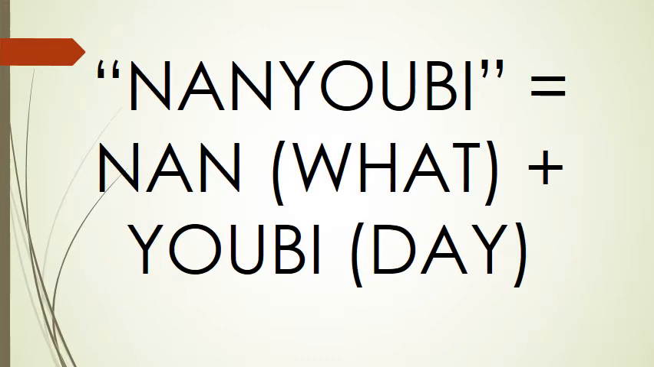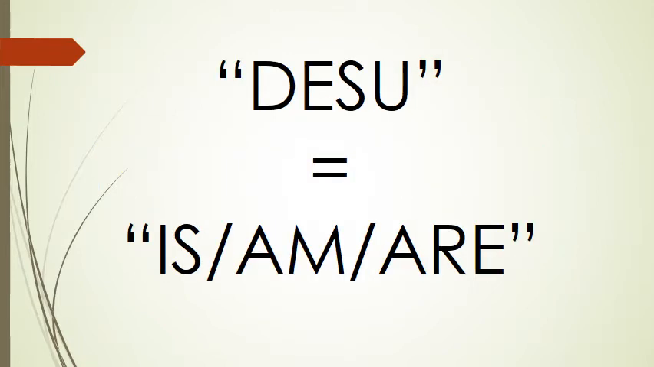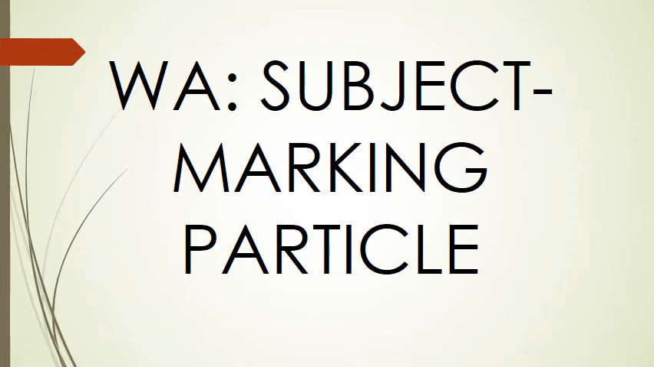Nanyobi is a combination of nan, which means what, and yobi for day. So literally it translates to what day. As we've learned in our previous lesson, desu is the Japanese version of to be and can be translated as is, am, or are, depending on the context in which it's used. And wa is our subject marking particle in Japanese.